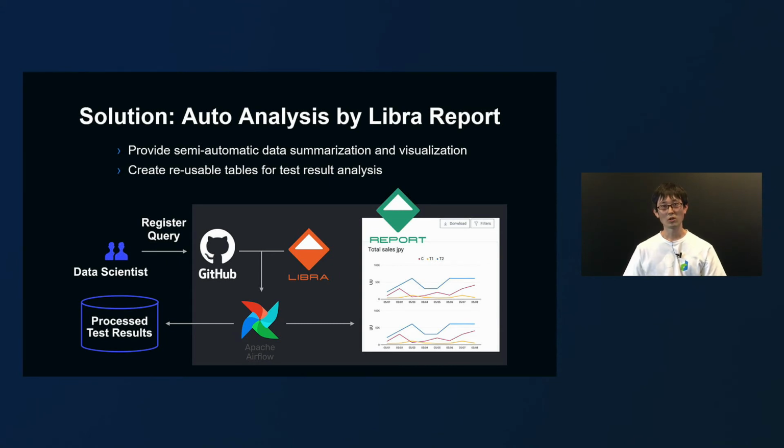Moreover, as for the data handling cost of analysts, Line has a tool called Libra Report, which is a semi-automatic A/B test monitoring tool. There are related presentations in our dev day, so I will not go into the details, but analysts push necessary SQL queries into GitHub, and Libra semi-automatically visualizes and groups the data, reducing the cost.